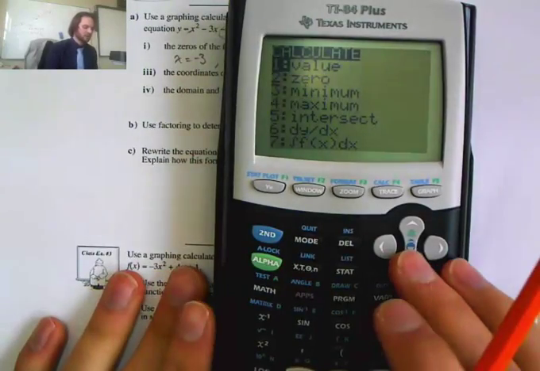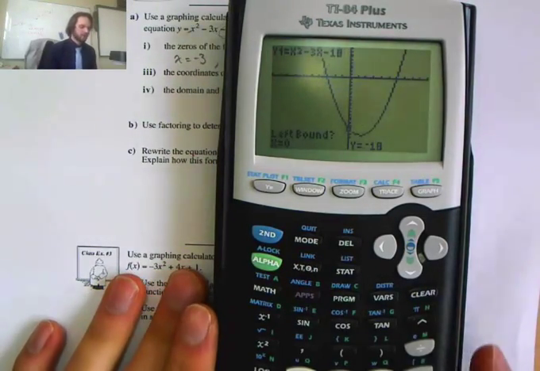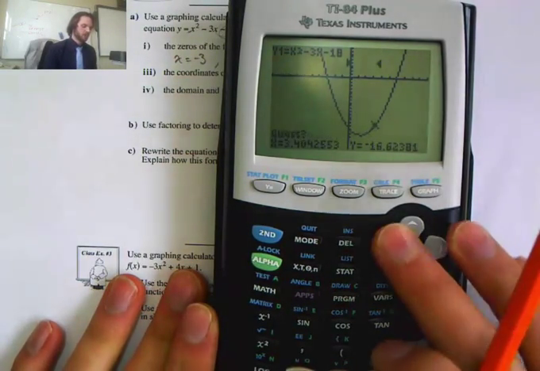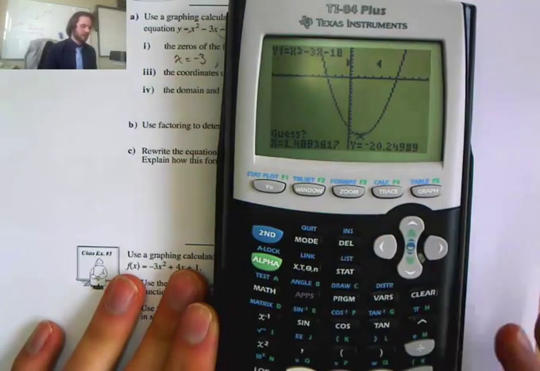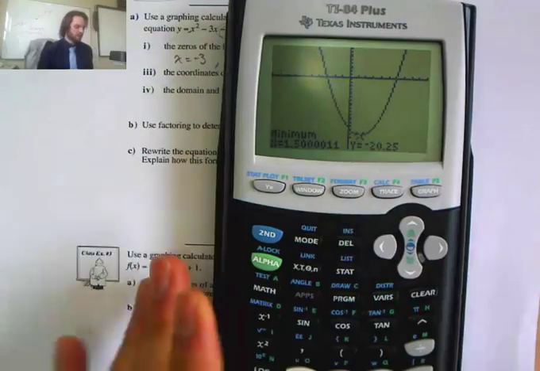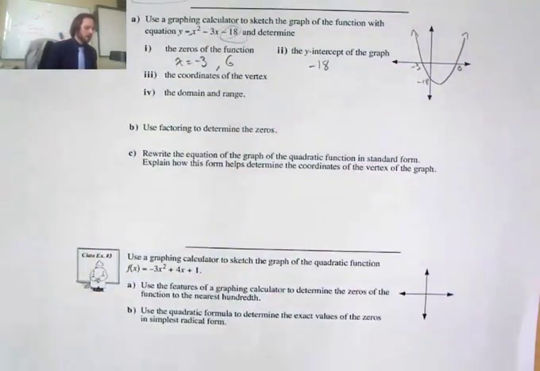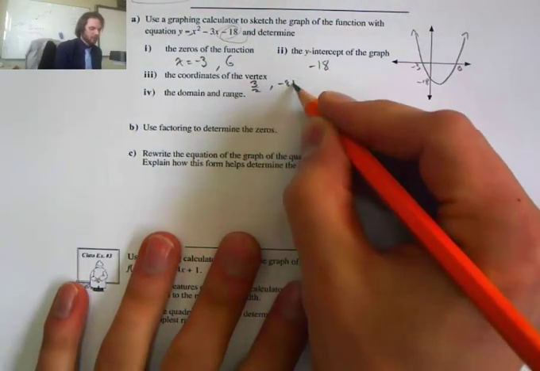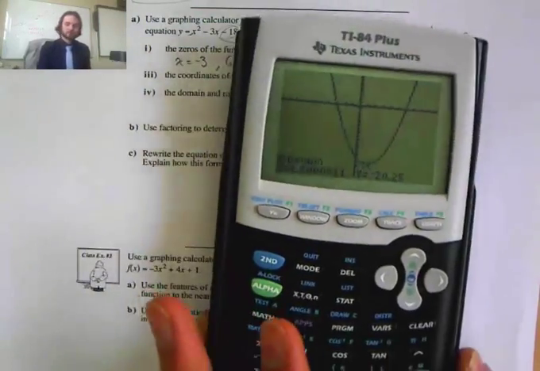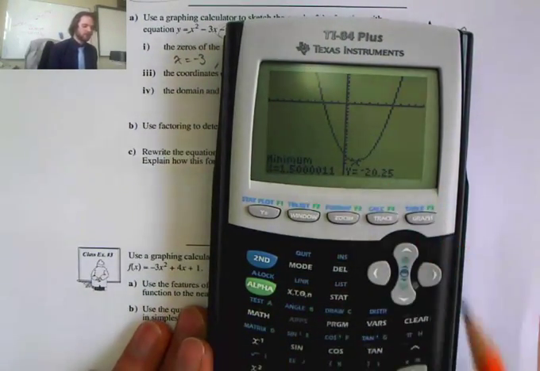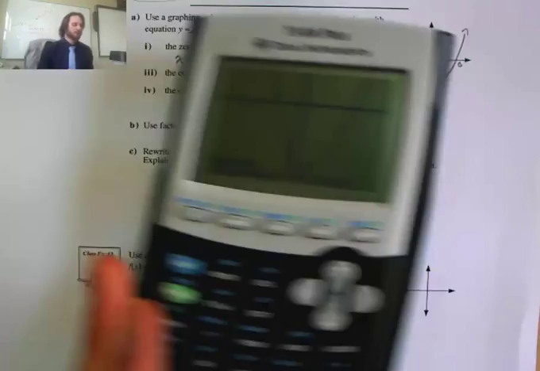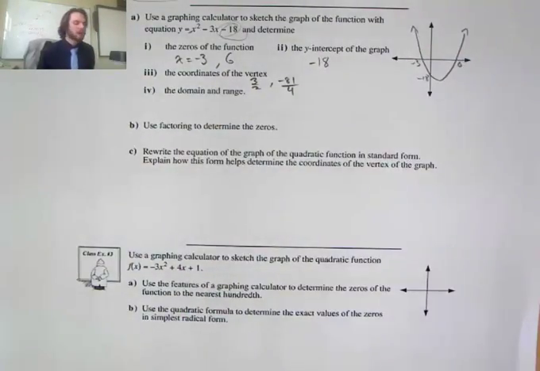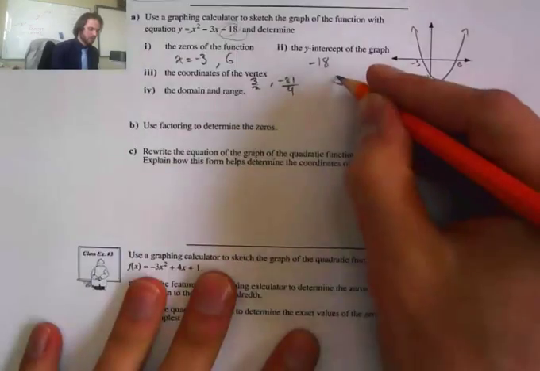Okay, so I'm going to hit trace. I'm going to calculate my minimum. There's a minimum. Left bound of the minimum, there's left. And I want right bound on my minimum. There's a right. And my guess is around right there. I get 1.5 and -20.25. So I'm going to change that to 3 over 2 and -81 all over 4. How did I get that? Well, I just multiplied this by 4 to get rid of the decimal, multiply this by 2 to get rid of the decimal, and keep it in fraction form. Okay, so it's over 4. So multiply by 4 over 4, and just multiply the top. Okay, so this is my vertex, is right there.